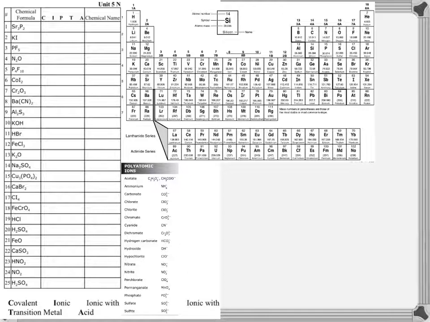And so here we're given some chemical formulas, and first we have to identify them as covalent, ionic, polyatomic, transition, or as an acid. The easiest ones for me to identify are acids, so I'm going to start with that, and I'm going to go ahead and highlight those.